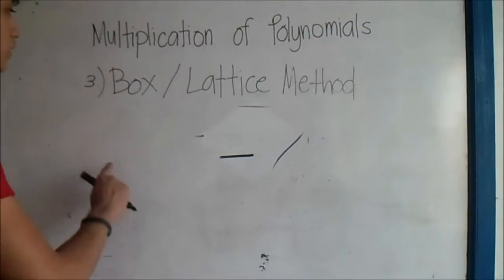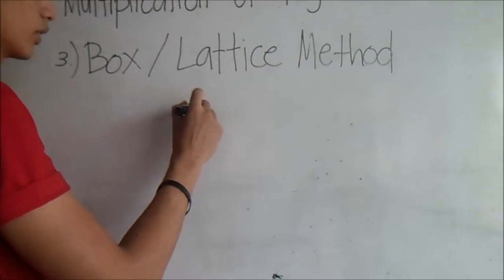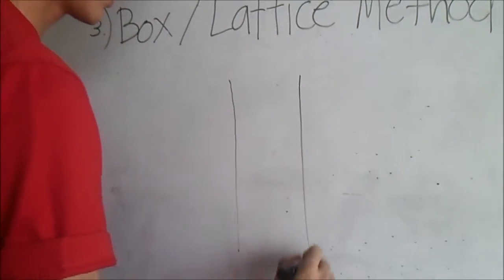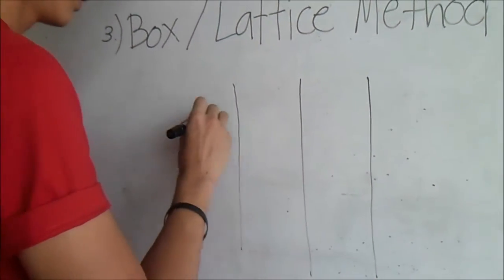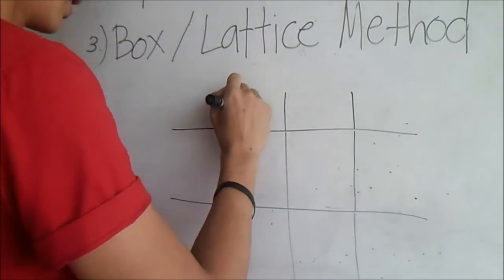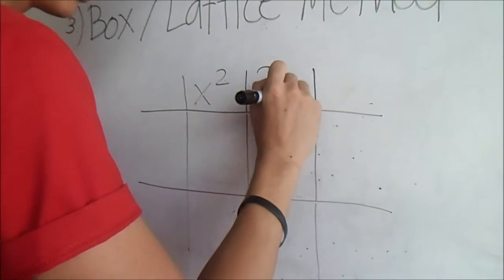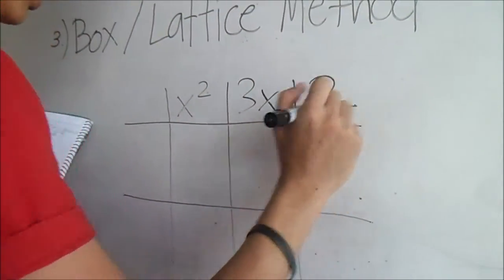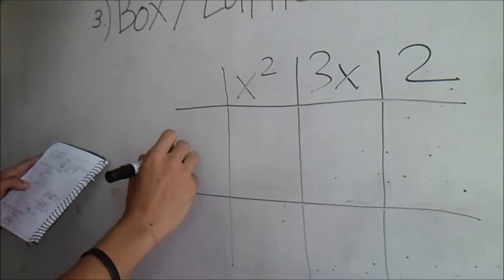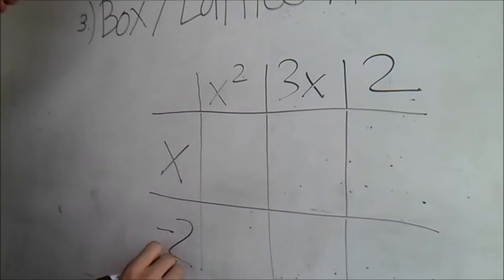So, the third is the box or the lattice method. So first we're going to draw the box. And we're going to put the example x squared and 3x and 2. The first term is x and the second term is the negative 2.